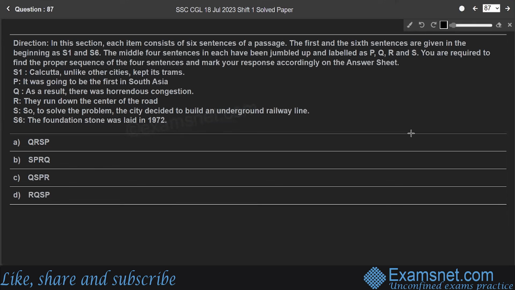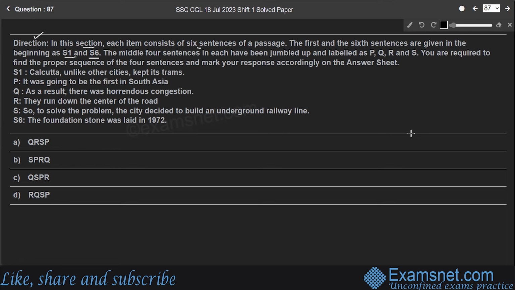Question 87. Here the direction is, in this section, each item consists of 6 sentences of a passage. The first and the sixth sentences are given in the beginning as S1 and S6. The middle four sentences in each have been jumbled up and labeled as P, Q, R, and S.